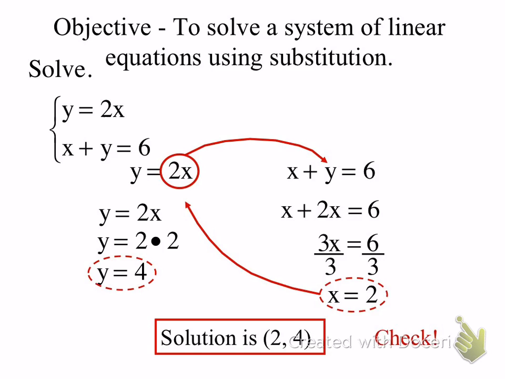All right, now if you substitute both those back in, you can check it. So 2 times 2 is equal to y, which is 4. And 2 plus 4 equals 6. So they work in both equations. All right, you don't have to write this part. You write the second half.